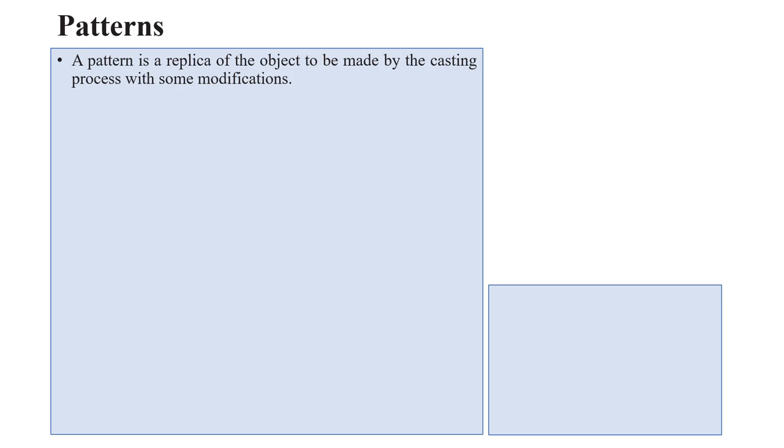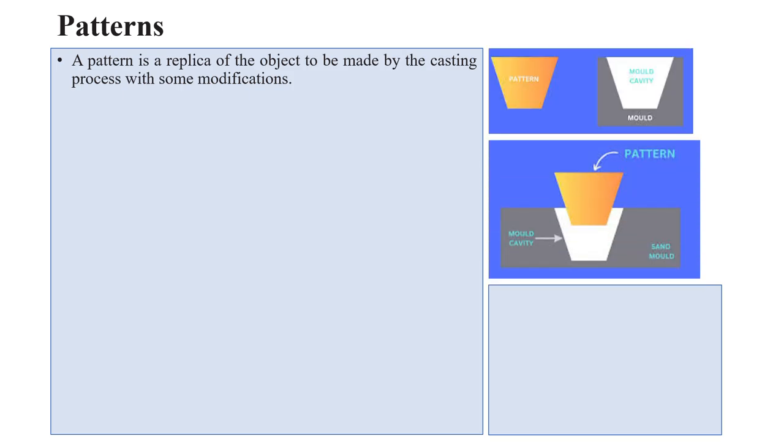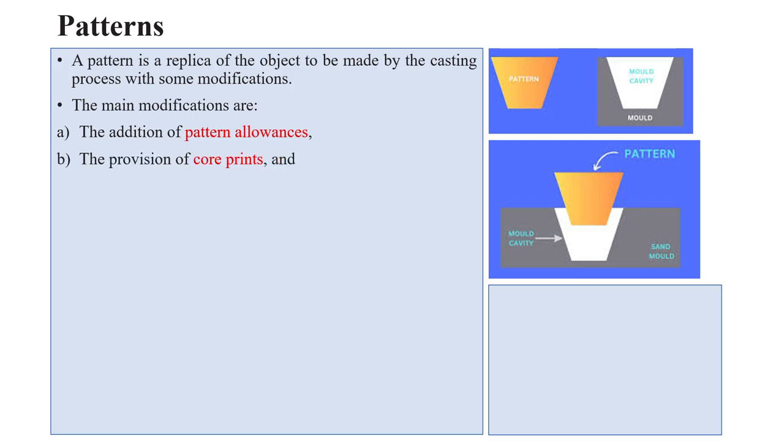Here I have shown this is the pattern, and by using this pattern we form this mold cavity. So this is the role of the pattern. And what modifications do we have to make? These are like the addition of the pattern allowance. The pattern allowance is provided to the pattern, but not provided for the mold cavity. Then there is the provision of the core print.